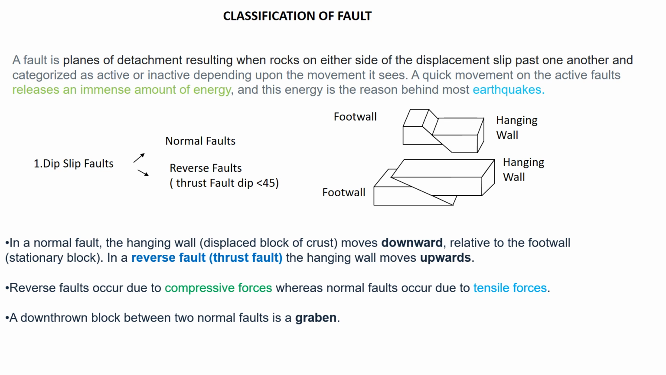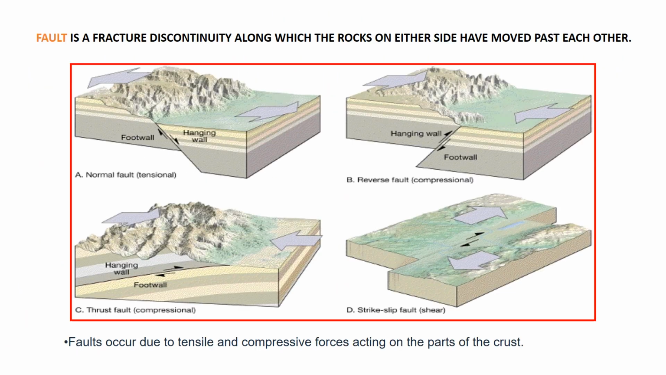A down-thrown block between two normal faults is called a graben, and an up-thrown block between two normal faults is called a horst. Horst, graben, normal fault, reverse fault, this is very common nomenclature used to interpret any seismic section. So I am describing it so that you can easily understand when seeing a seismic section. In a fault, you can see there is a foot wall and a hanging wall. With displacement on two sides, in a normal fault the hanging wall moves downward relative to the foot wall. In the reverse fault, the hanging wall moves upward relative to the foot wall. Okay.